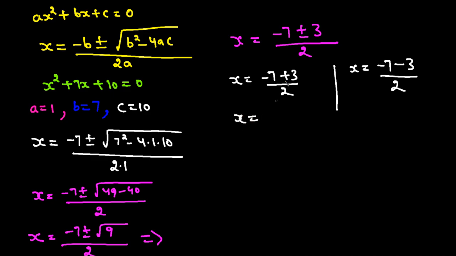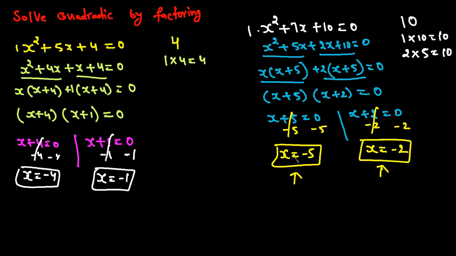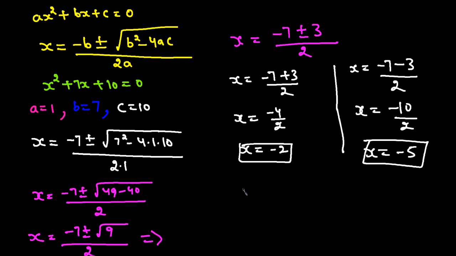So x is equal to minus 7 plus 3, which gives me minus 4 over 2, so x is equal to negative 2. And the second part, minus 7 minus 3 is minus 10 divided by 2, which is negative 5. So x is negative 2 or x is negative 5. Let's look back. x is negative 2 or x is negative 5, so our answer is correct. And that's what you need to do when you are solving a quadratic using the quadratic formula.